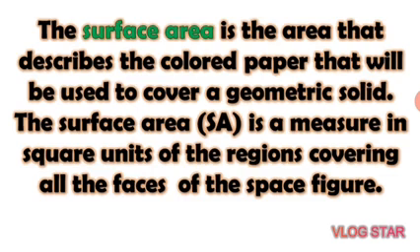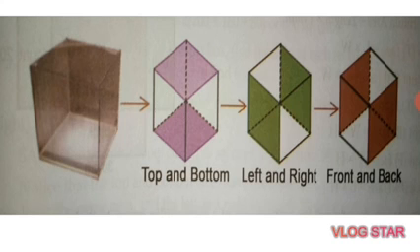So just like in the picture that I will show you, you see that the top, bottom, left, right, front, and back are covered with different colors, and those colors, when you sum them up, would be the surface area of this cube. So the surface area of a cube is found by adding all the areas of the squares that enclose the solid.